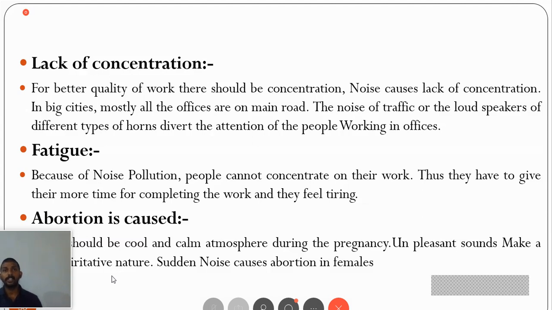And also next is that abortion can be caused. Studies show that if we are continuously exposed to noise, there are chances of abortion also. During pregnancy a pleasant time is needed. If it is not there, there are chances of abortion.